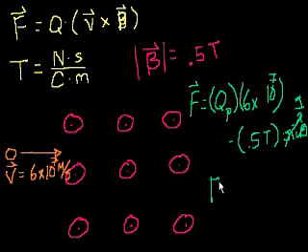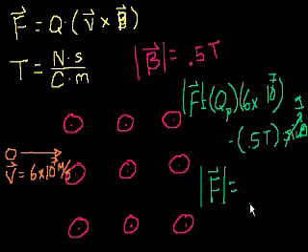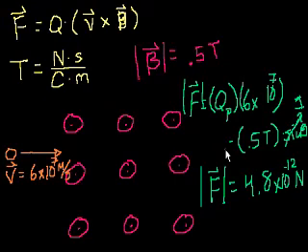So the magnitude of this force is equal to 4.8 times 10 to the minus 12 newtons. So that's the magnitude. Now what is the direction? What is the direction of this force? Well, this is where we put our pens down if we're right-handed, and we use our right-hand rule to figure out the direction. So what do we have to do?